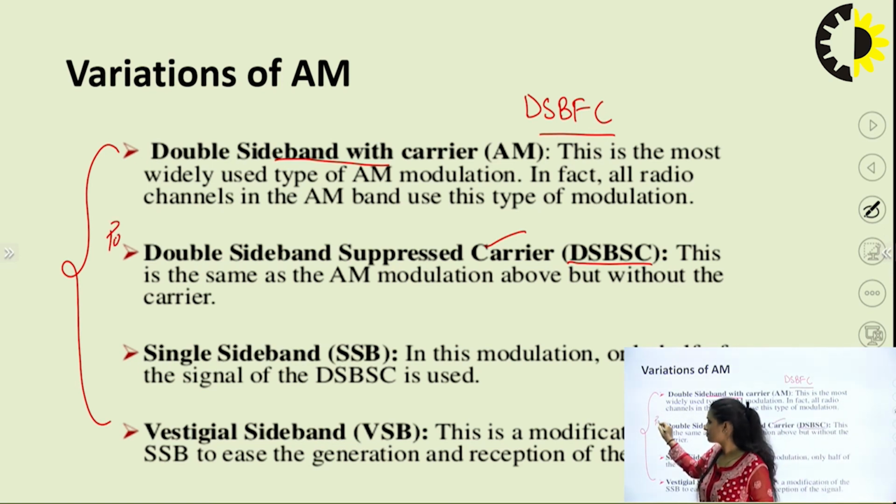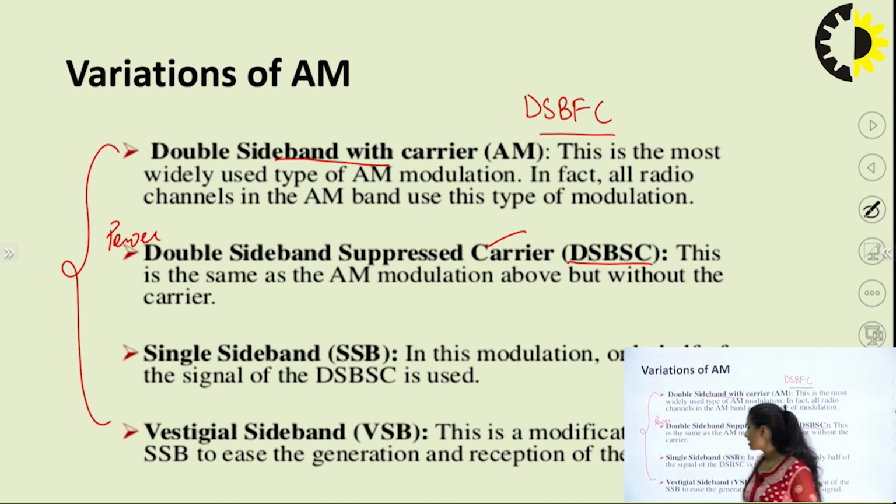And we know that the lower sideband and upper sideband both contain similar information because both are mirror images of each other. So why send both sidebands? Just send one sideband. If I want to save bandwidth, I'll send only one sideband. After even suppressing the carrier, I'll send either the lower sideband or the upper sideband. So this is for bandwidth conservation, right?